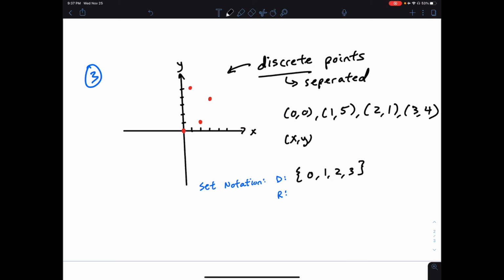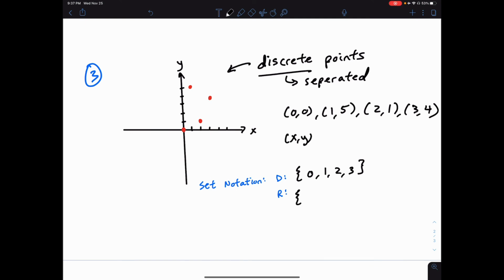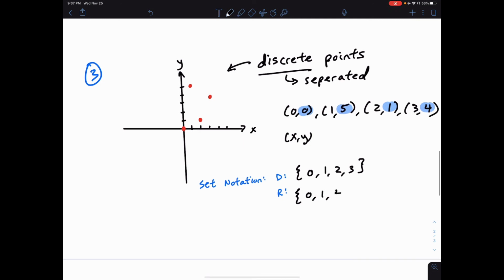And lastly, the range here, let's take a look at the y values. We have 0. We want to go from smallest to biggest. So in this case, we would go 0, then 1, then 4, then 5, from smallest to biggest. So {0, 1, 4, 5}.